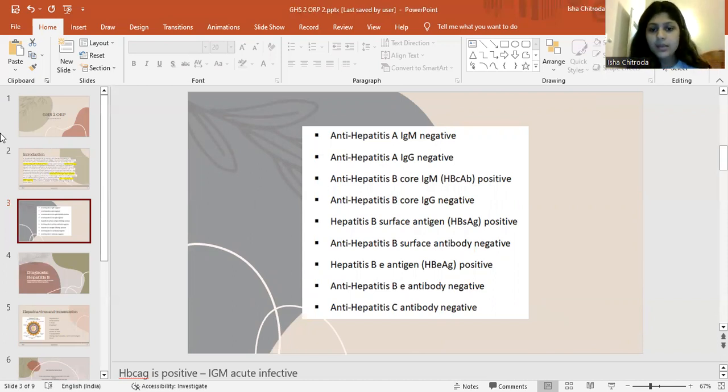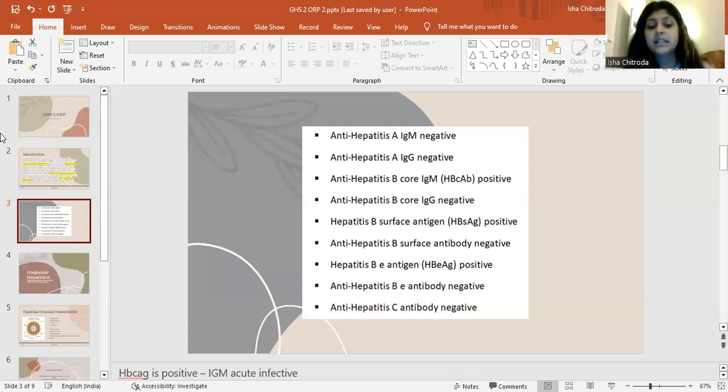So let's go with hepatitis B core IgM, which is positive. That means that this is an acute infection because IgG is negative. That means it cannot be chronic. And then you have hepatitis B surface antigen positive, which could mean it's either acute or chronic, but as we already decided before, since the core IgM was positive, it's acute.